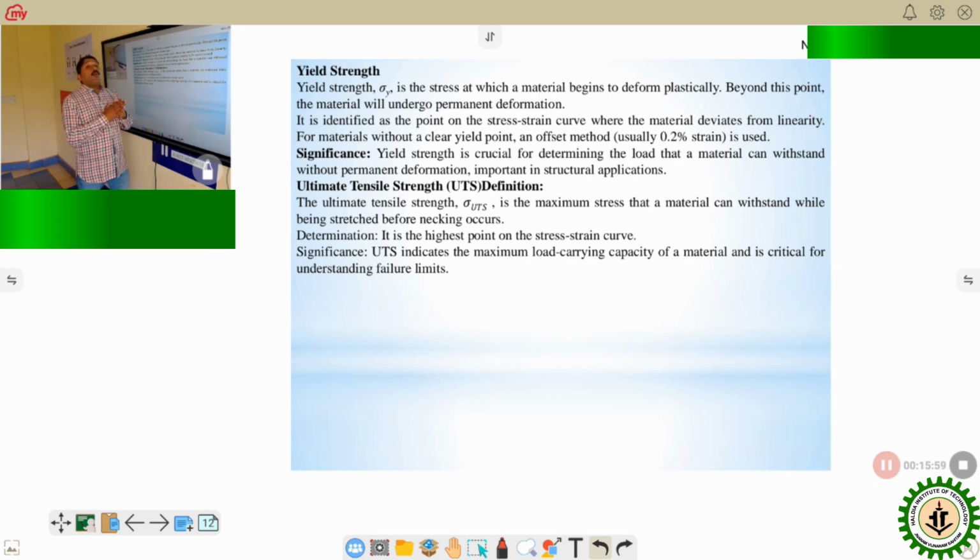Same way, we get the ultimate tensile strength point from the stress strain diagram. What is the main significance of the UTS, in abbreviation the ultimate tensile strength? The UTS indicates the maximum load carrying capacity of a material and is critical for understanding the failure limits of any material.